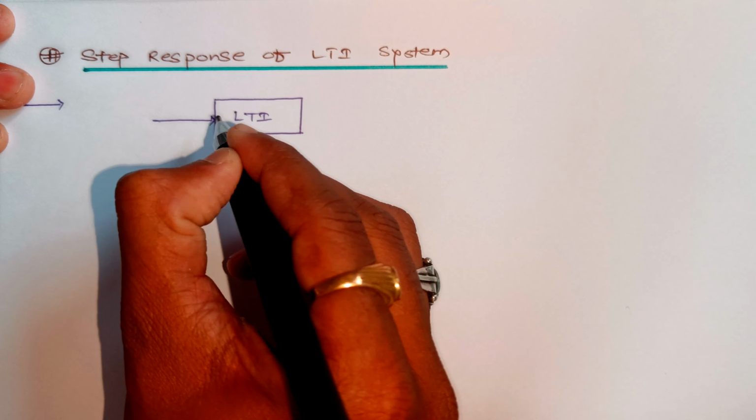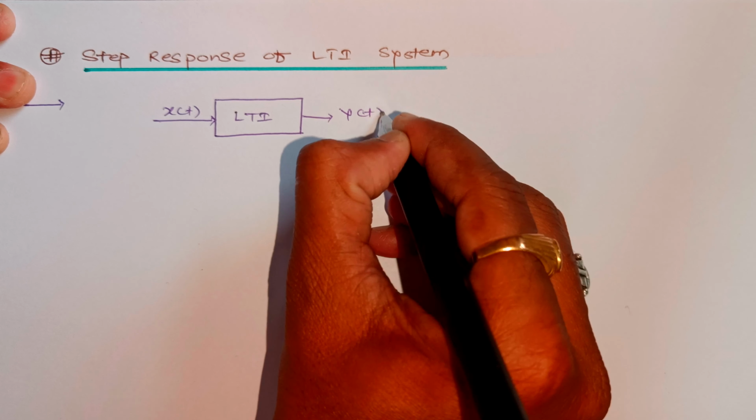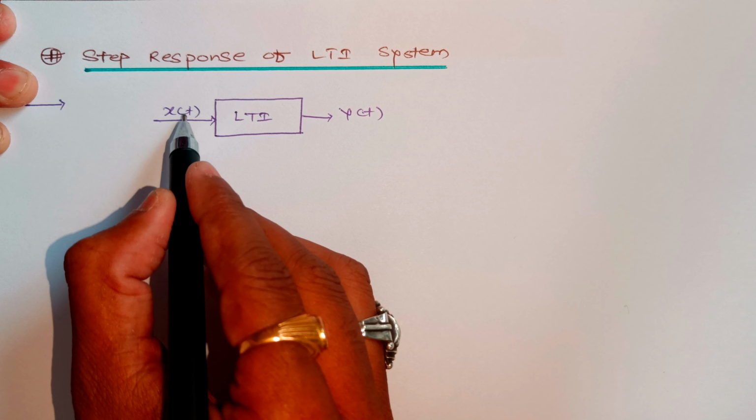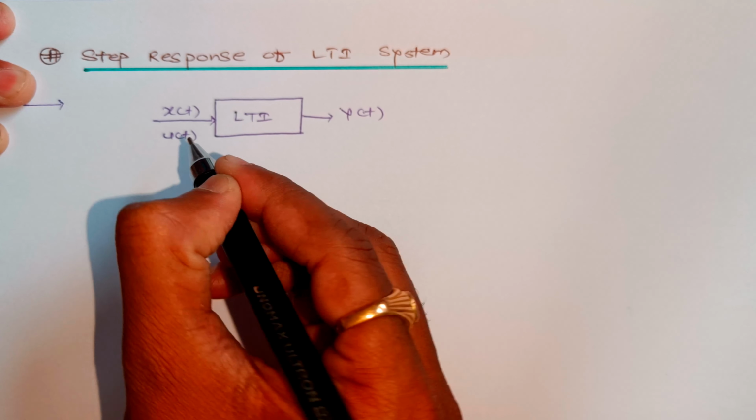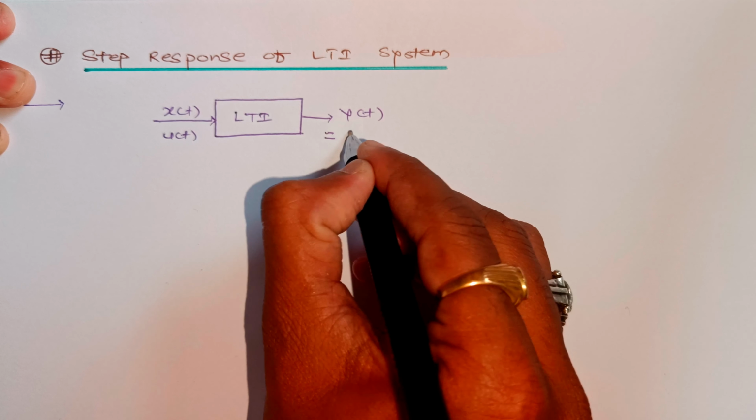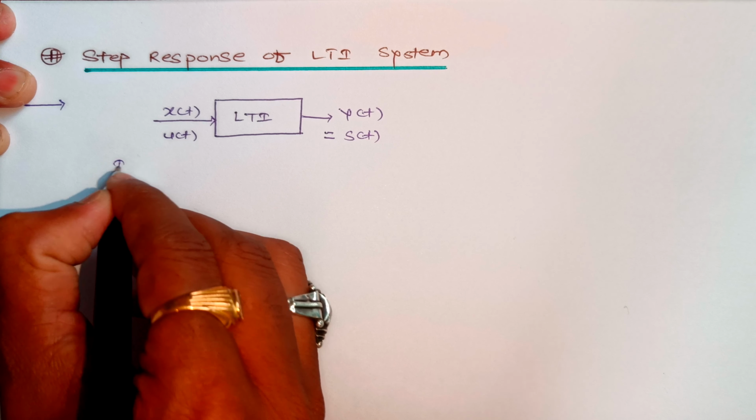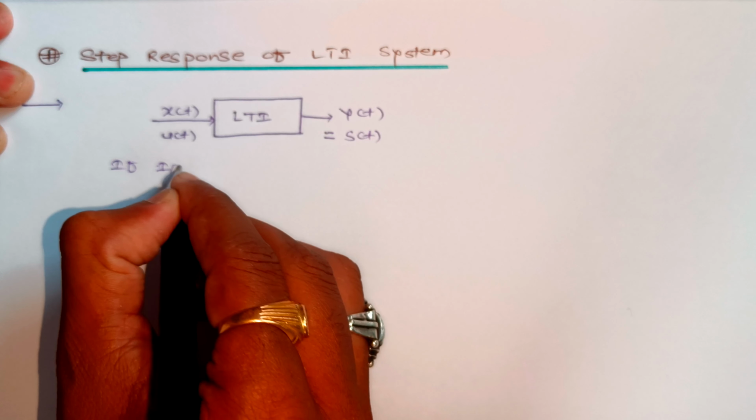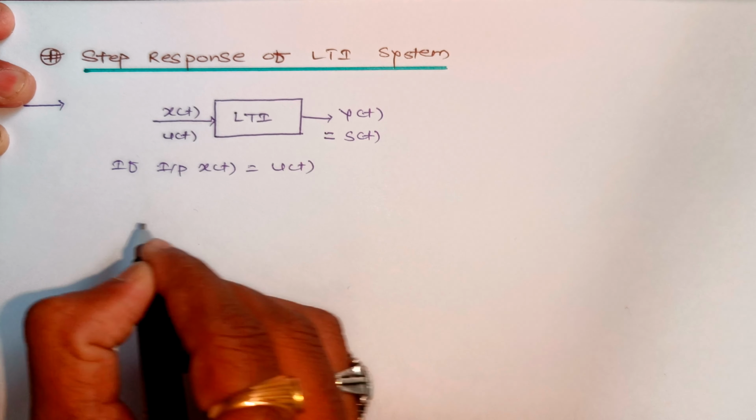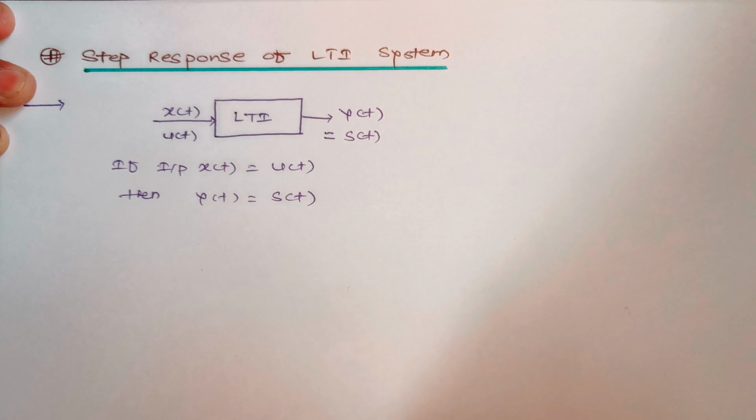with input as x of t and its response will be y of t, which we also call the output response. Now if I assume that the input signal is nothing but unit step signal, that is, x of t is equal to u of t, then whatever response we get is called step response, s of t. So if input x of t is equal to u of t, then output y of t becomes step response s of t.